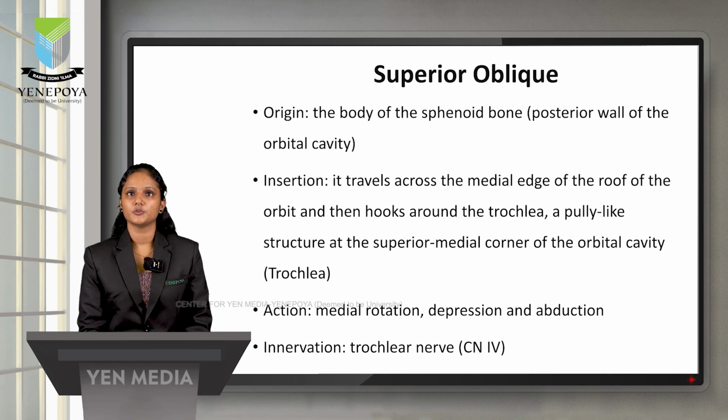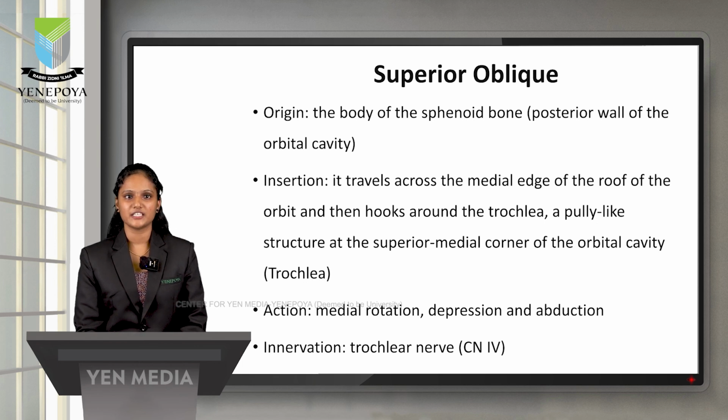Now let's discuss the superior oblique muscle. It originates from the body of the sphenoid bone, and it travels across the medial edge of the roof of the orbit and then hooks around the trochlea. It is a pulley-like structure at the superior medial corner of the orbital cavity, and the action of the superior oblique is medial rotation, depression and abduction, and it is innervated by the trochlear nerve, that is the 4th cranial nerve.